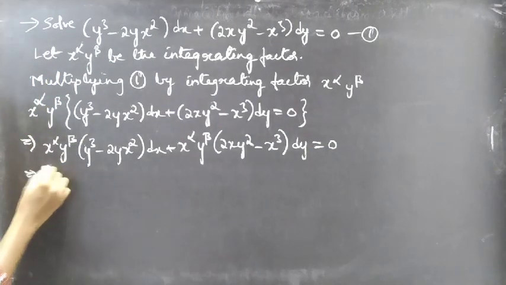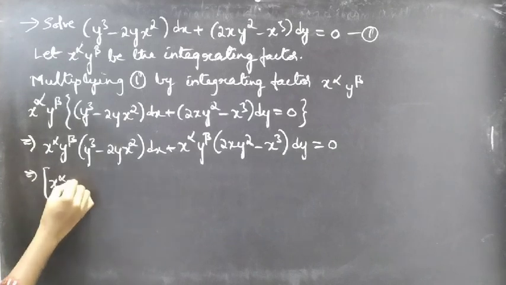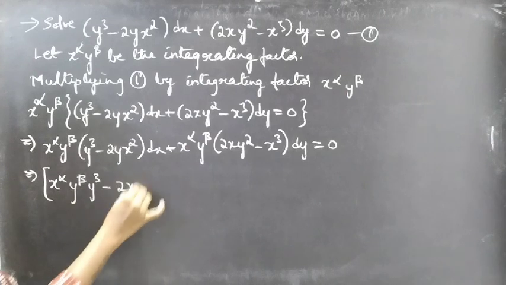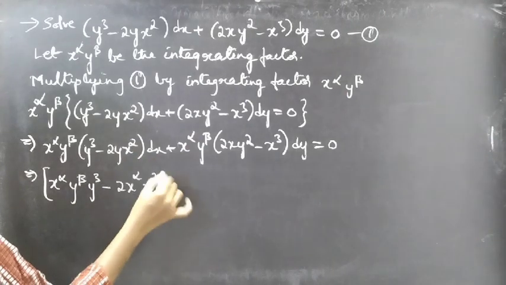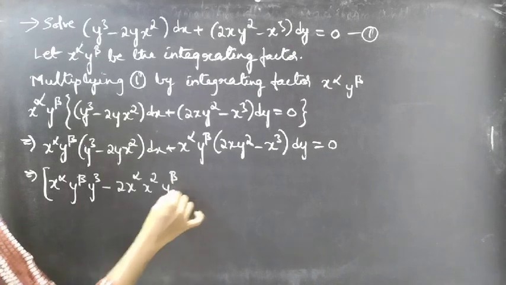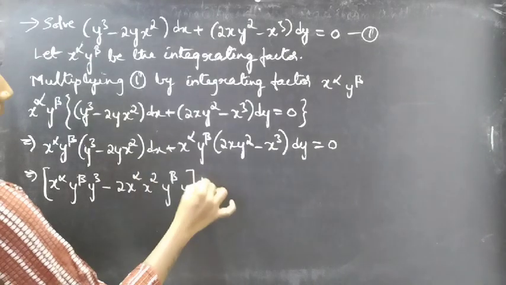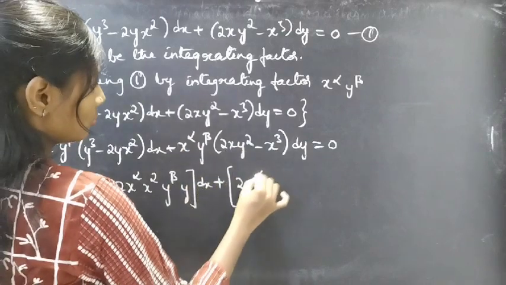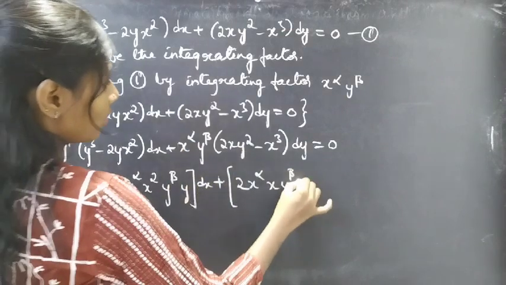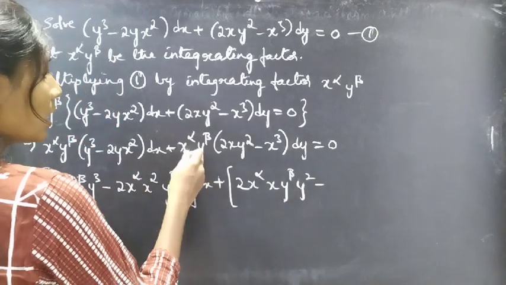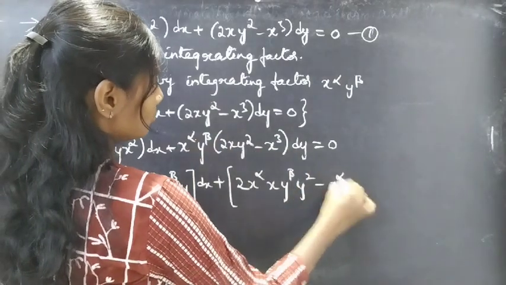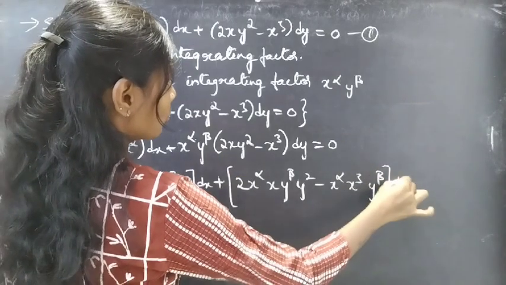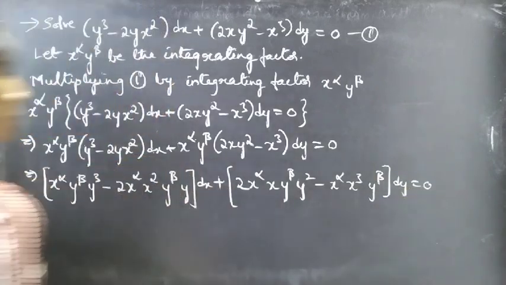This gives us x^α y^β y³ − 2 x^α x² y^β y into dx plus 2 x^α x y^β y² − x^α x³ y^β into dy equal to 0.